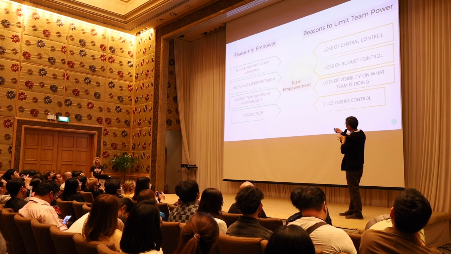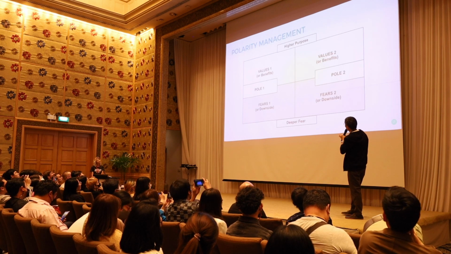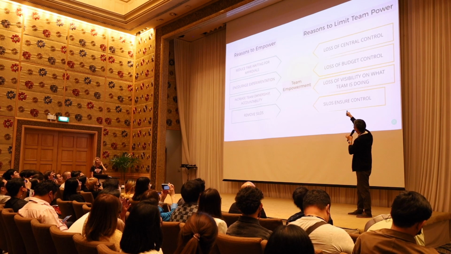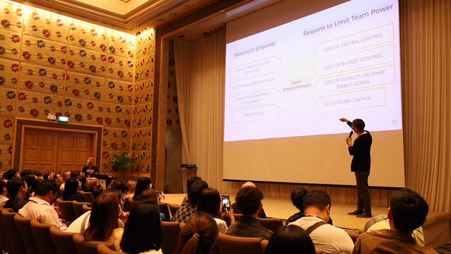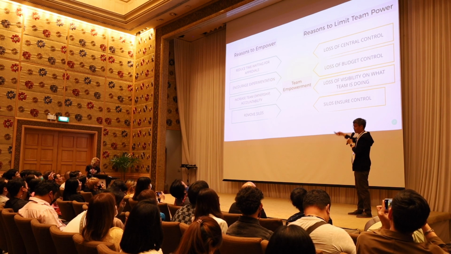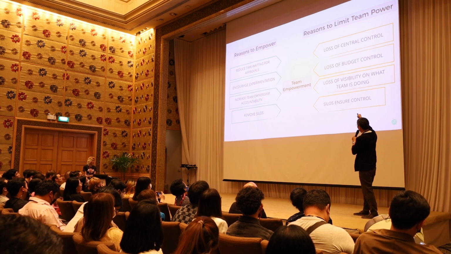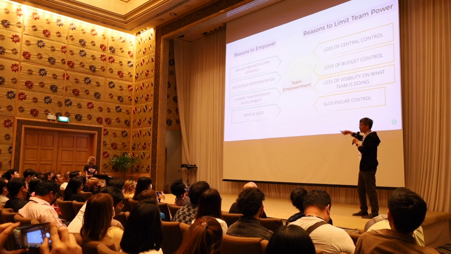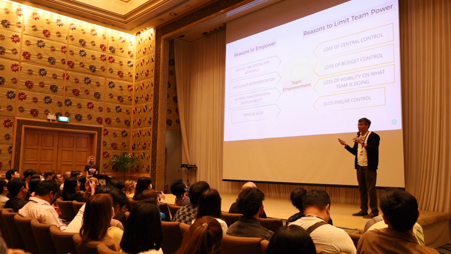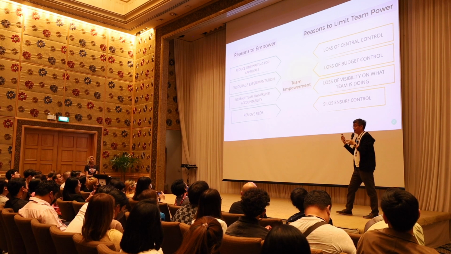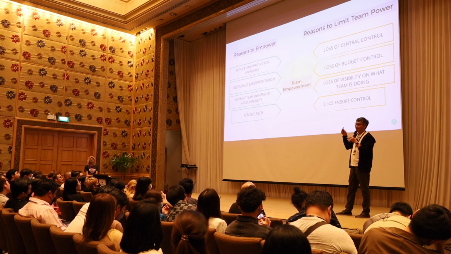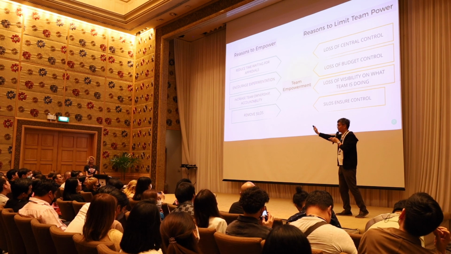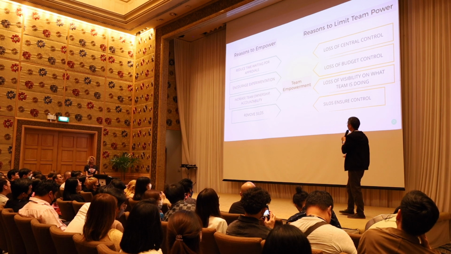This is another example. A question of team empowerment versus limiting team power. These are the arguments for empowering the team, and then these are the arguments why team power should be limited. This is often a dilemma in agile transformation, right? We need more team empowerment, and then finance and accounting will say, no, because the budget is going to blow up, etc., etc.